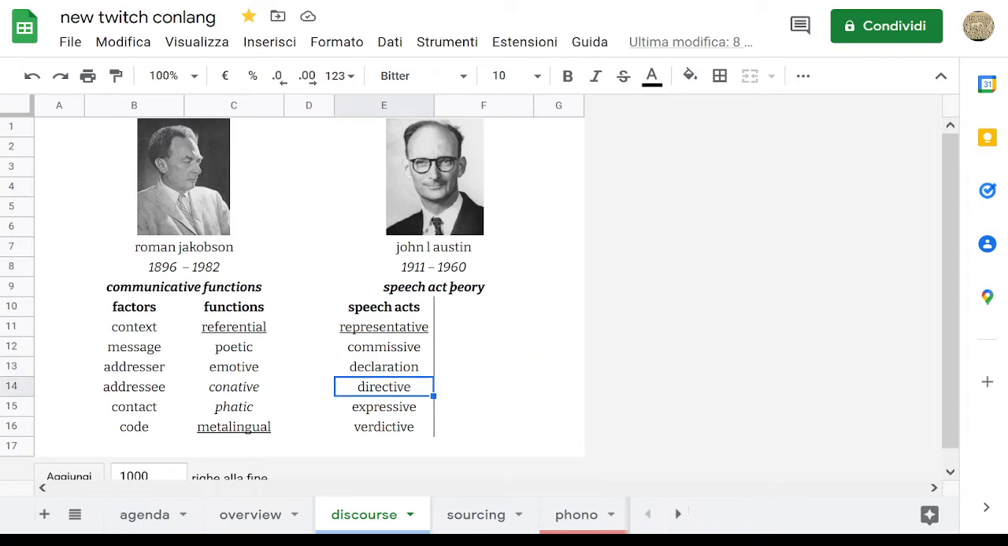A verdictive is more just purely expressing the assessment rather than changing the actual reality. So a verdictive would be something like expressing how much or how little you like something. Maybe giving a ranking to something or a score. Let's say you watched a movie and you want to give it an 8 out of 10. That act of saying this movie was an 8 out of 10, that's a verdictive. You're assessing the quality of something.